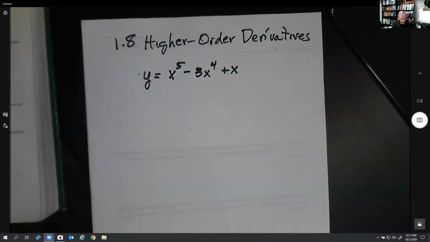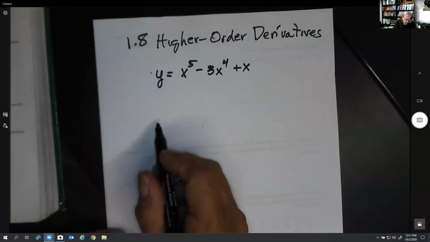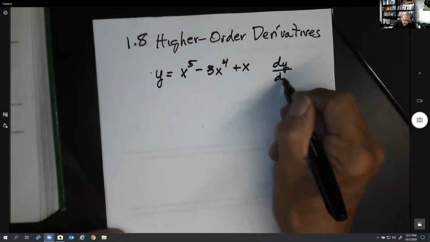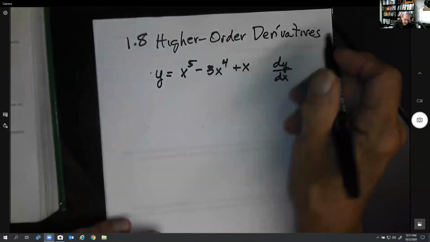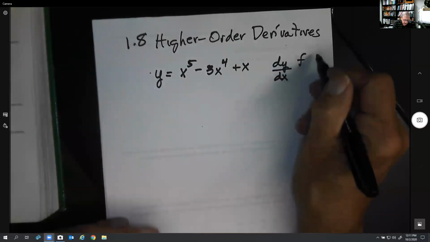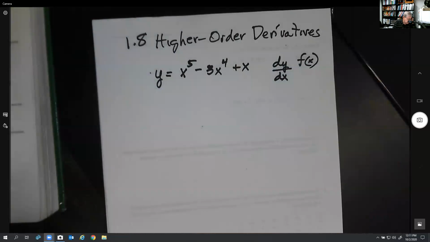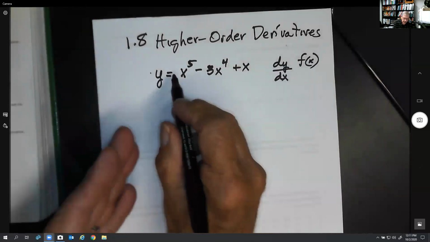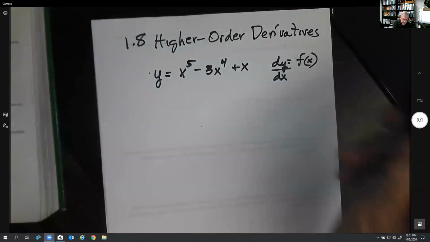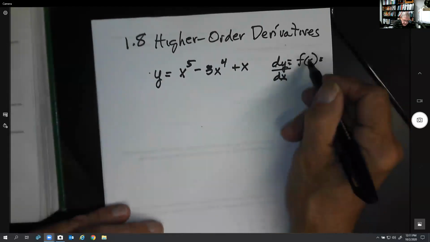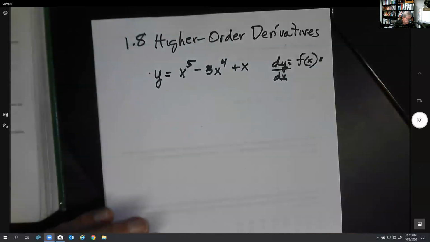Okay, so they could call this y. They could also call this dy over dx. They could also call this a function of x. They could use a capital F or a small f, it doesn't matter. We've got different forms that we could put it in: y equals dy over dx equals the derivative of y with respect to x, function of x equals. So there's a lot of different ways we can write this.